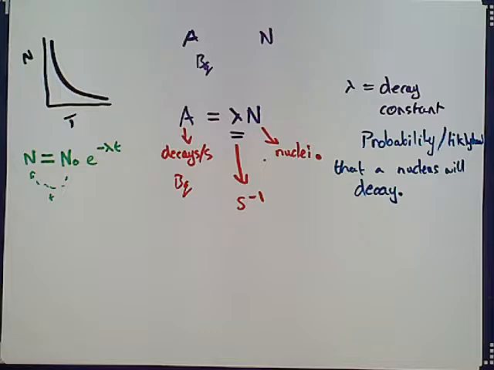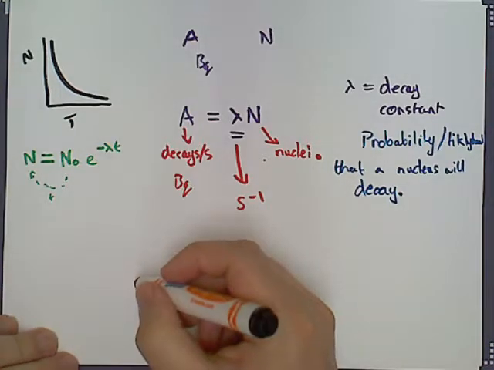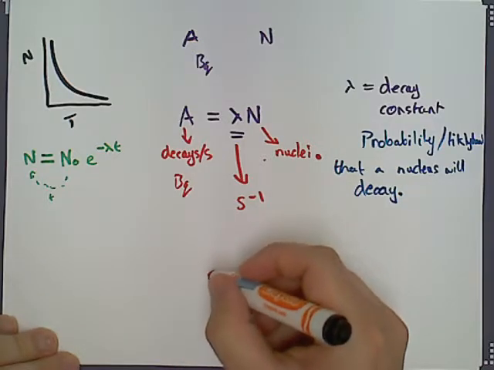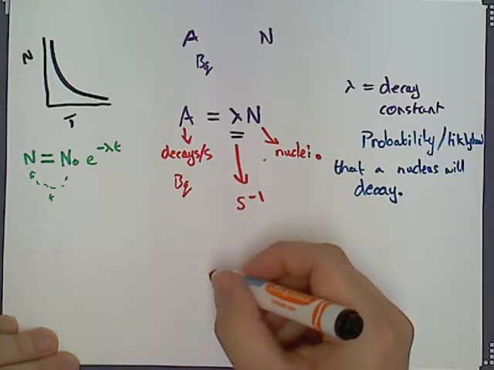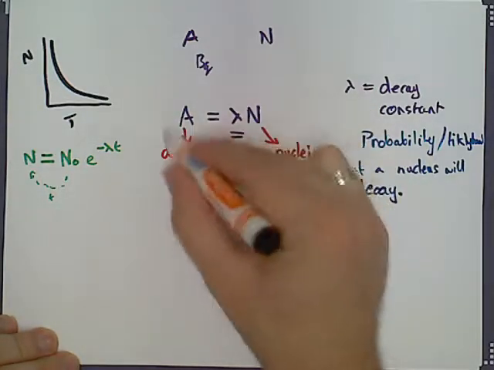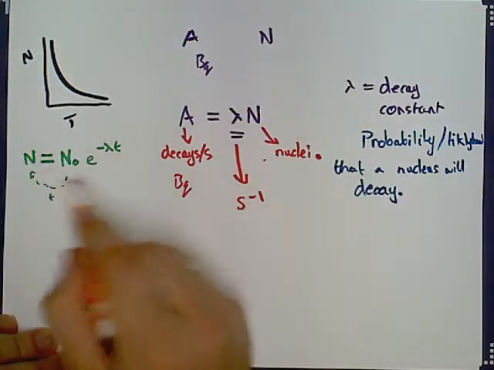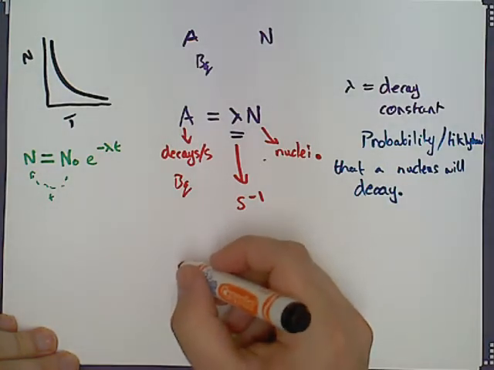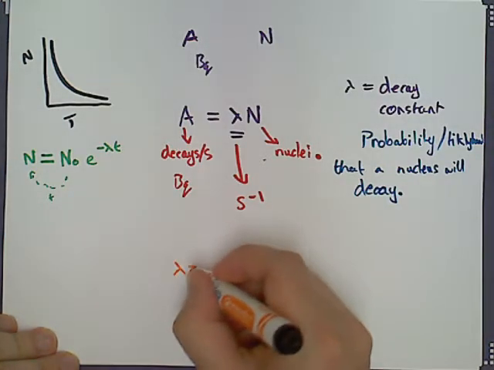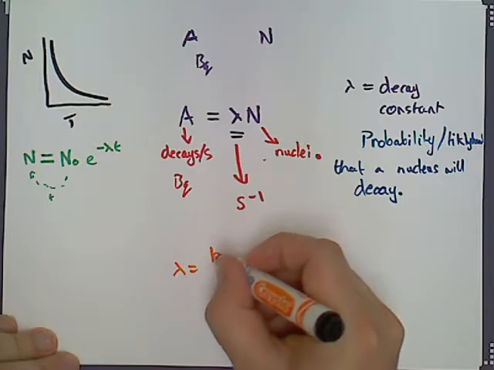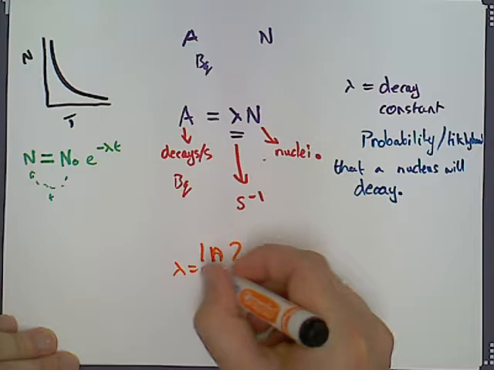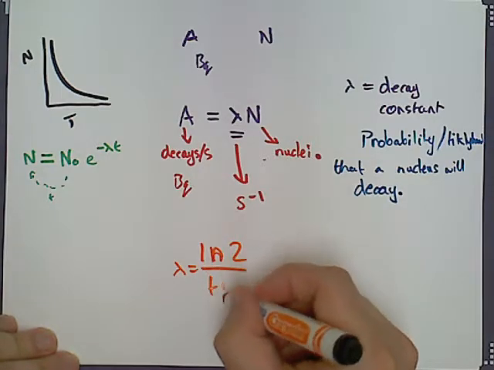The third and final equation, I think, is the most important equation. It's one that's used very often, which is the equation for determining the decay constant. Obviously, you can determine the decay constant from this equation, and you could determine it from this one if you really wanted. But the most easy way to determine it is like this: lambda is equal to ln2 over t half.